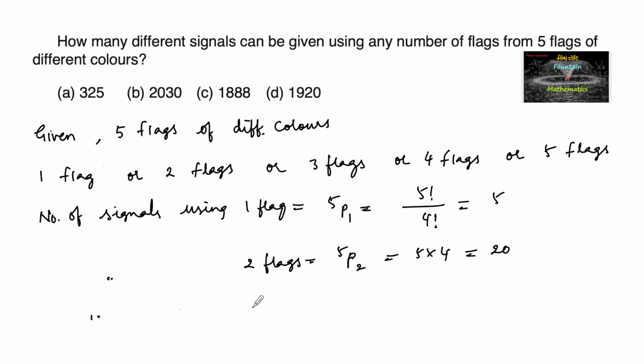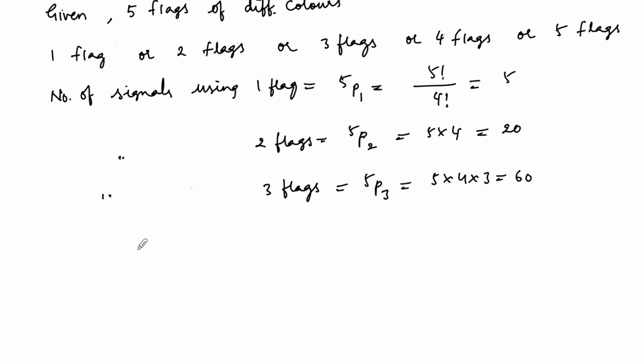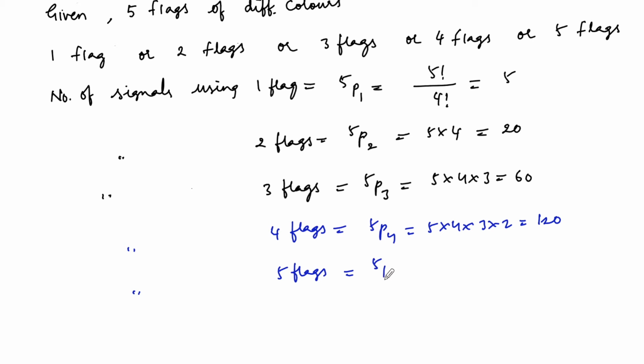And number of signals using three flags is equal to 5P3, which is 5 into 4 into 3, that is 60. And number of signals using 4 flags, which is 5P4, it is 5 into 4 into 3 into 2, which is 120. And using 5 flags, which is 5P5, since nPn is n factorial, 5P5 is 5 factorial, which is 120.